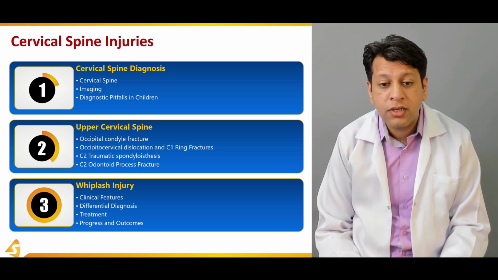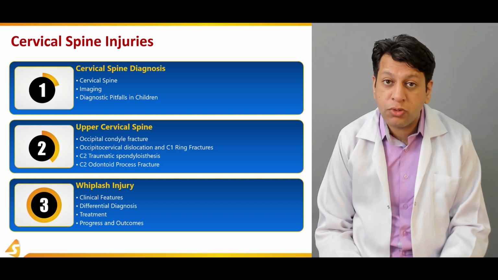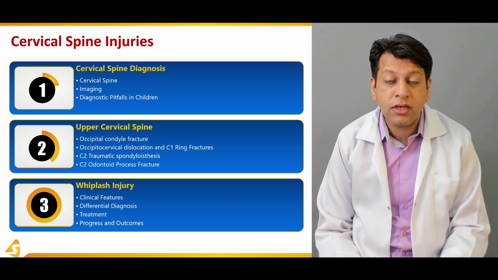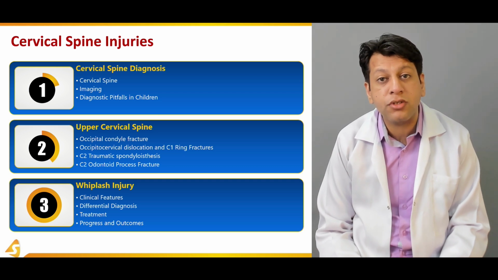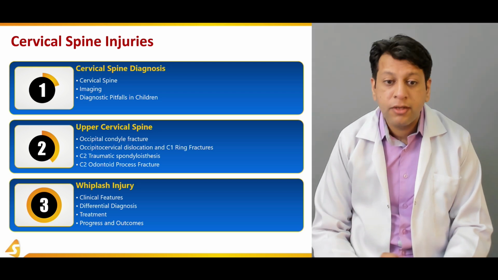of the C1. And then we will be discussing the C2 injuries as well, that is involving the axis vertebra, that is the C2 traumatic spondylolisthesis, as well as odontoid process fractures of the C2.